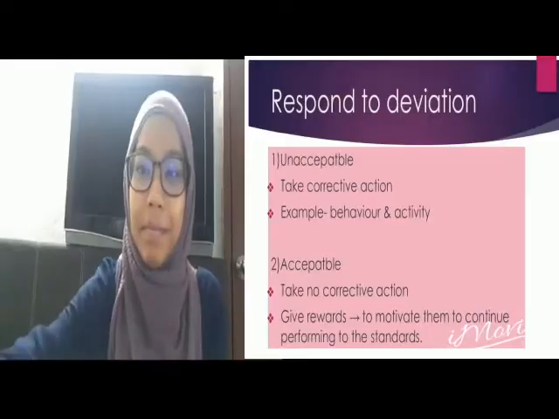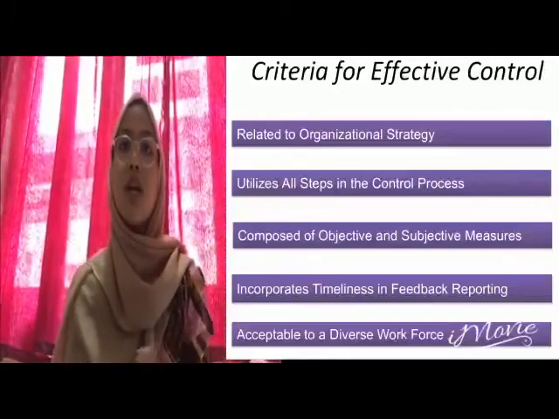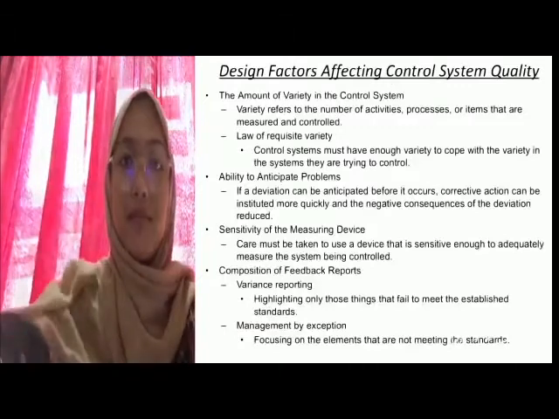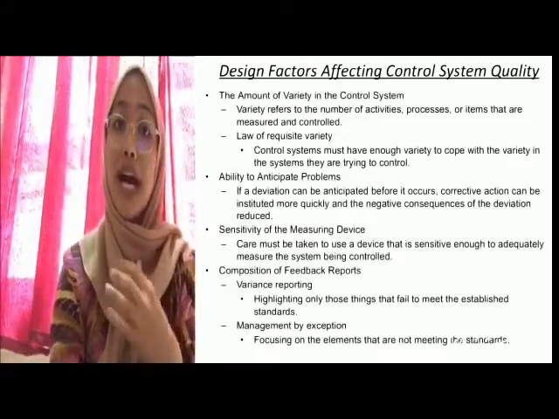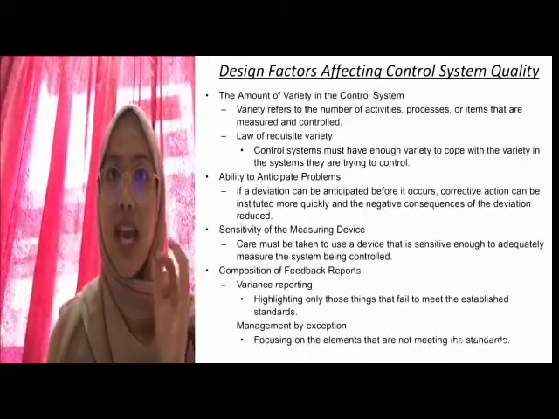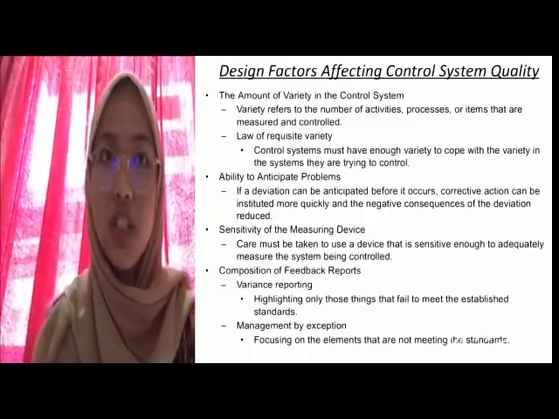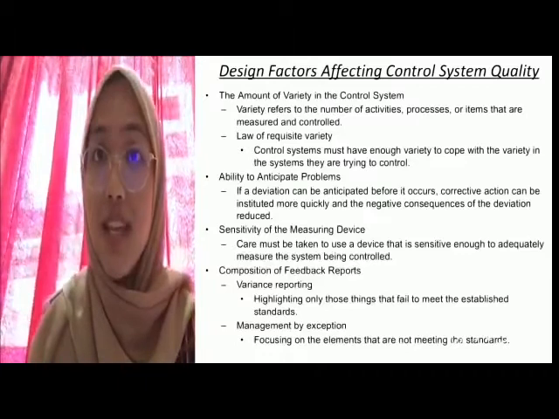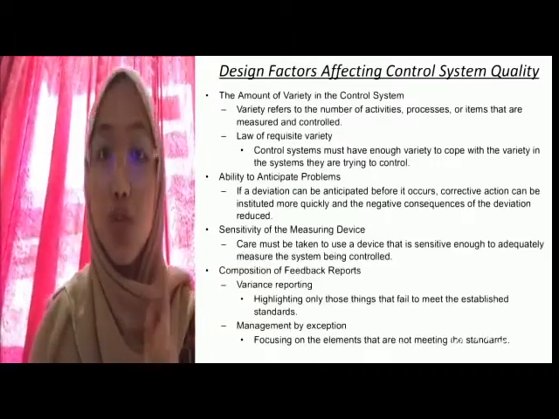Thank you. As you can see, the factors to consider when designing a control system are as below. There are 4. Number 1, amount of variety in the control system. Variety refers to the number of activities, processes, or items that are measured in control. A system becomes more complex as the number of system elements and the number of possible interactions among them increase. To maintain satisfactory control in any system, the control system must contain as much variety as the system being controlled.